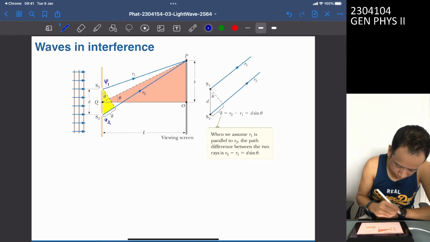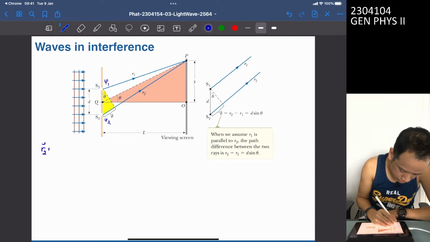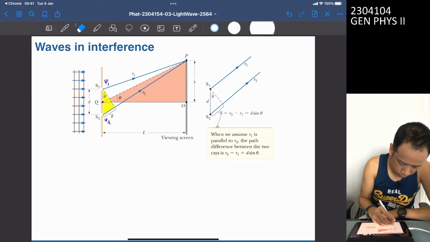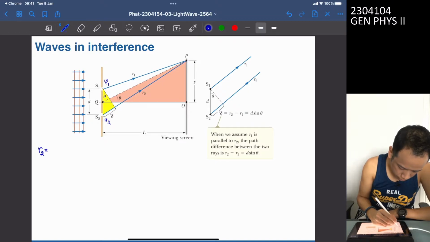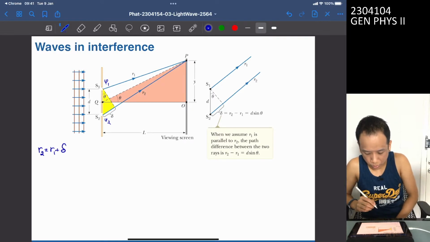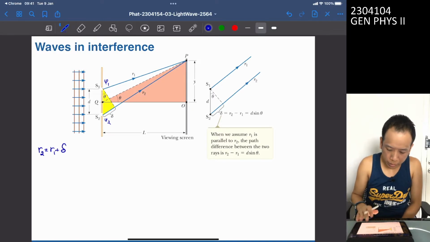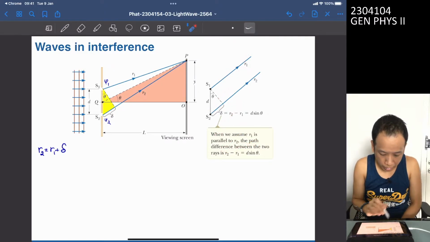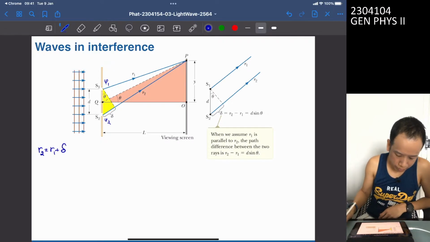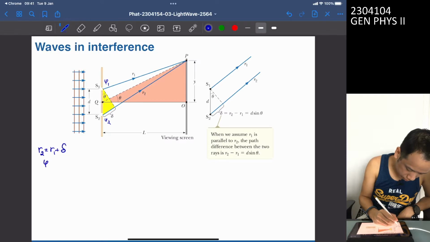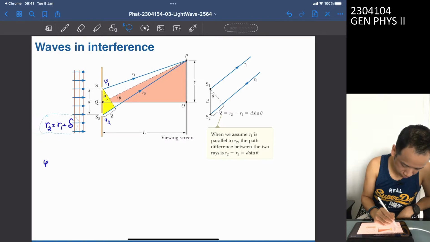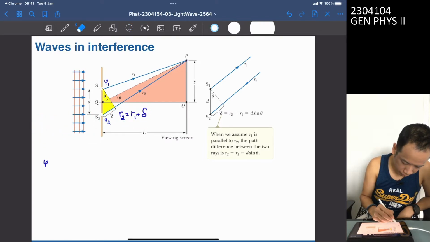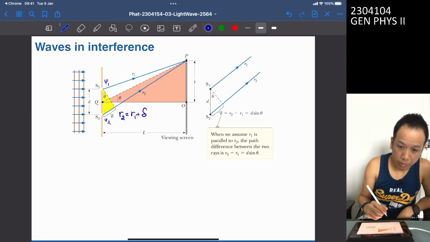So what you have is, sorry, it should not be the vector, R2 equals R1 plus delta. Okay, this is what you have seen. You don't need to look at this one yet, we can see it later. So now you can write the wave functions.